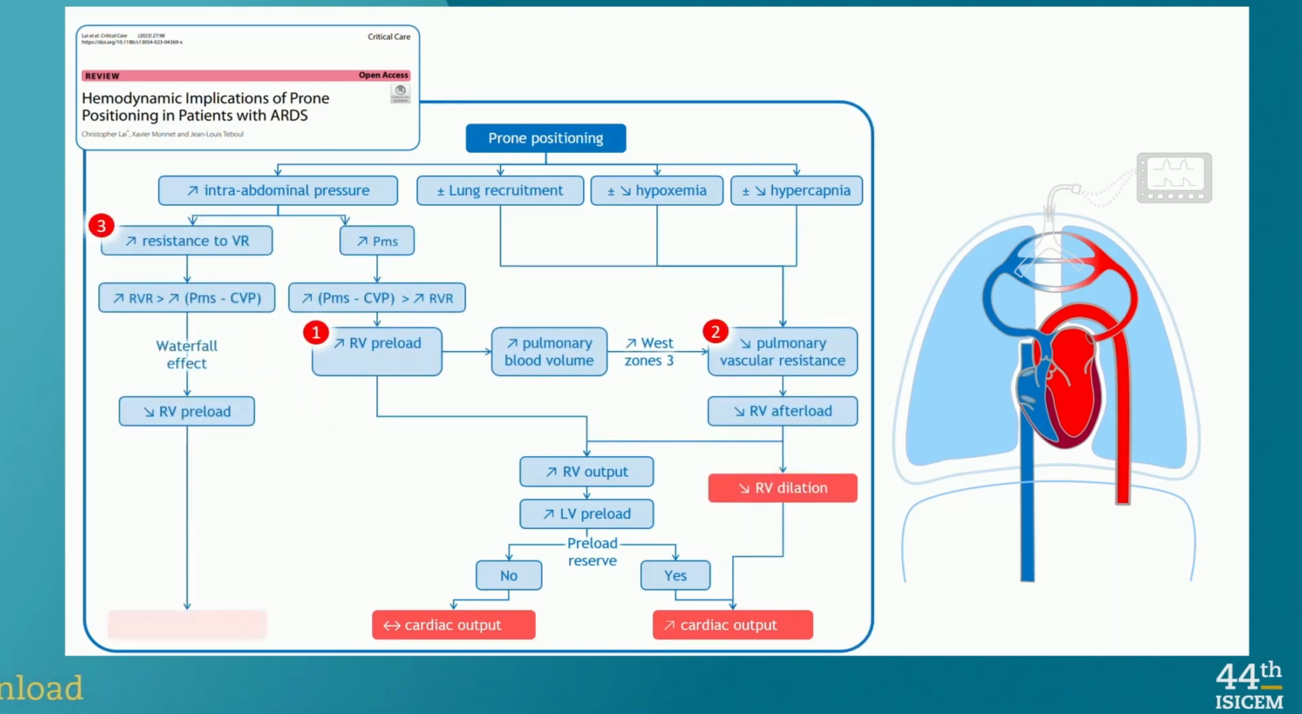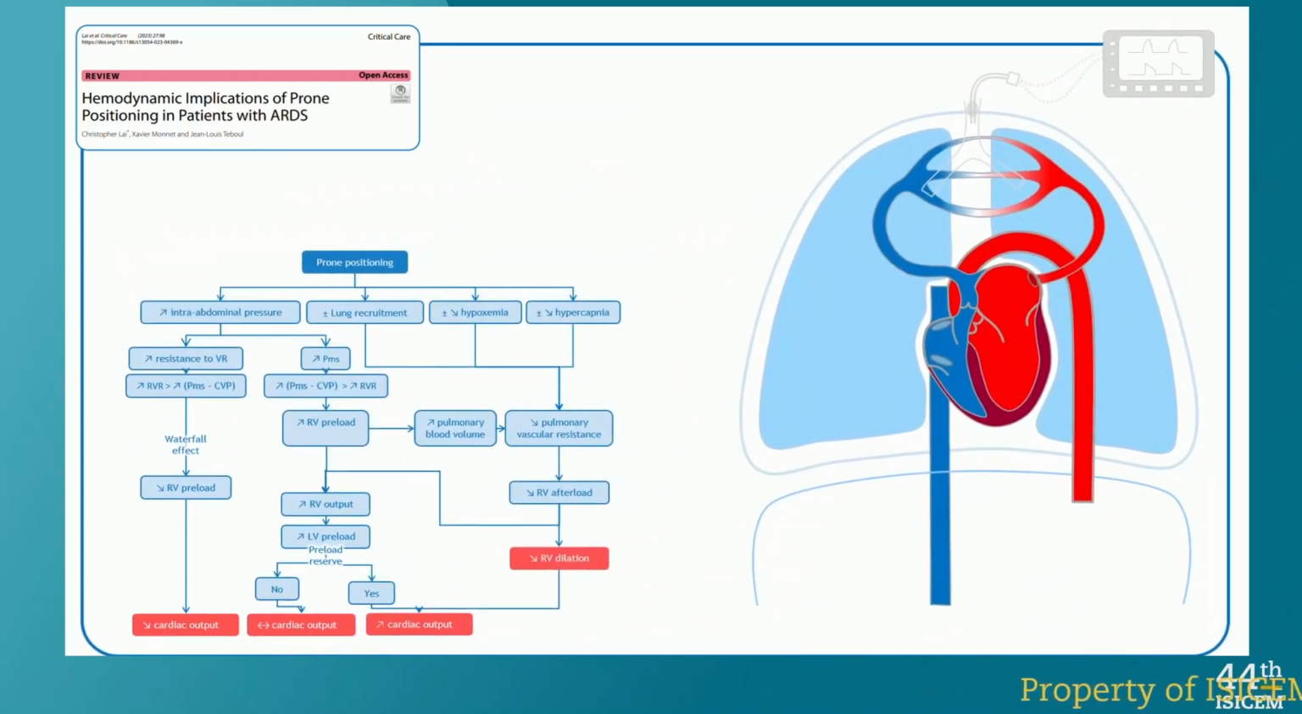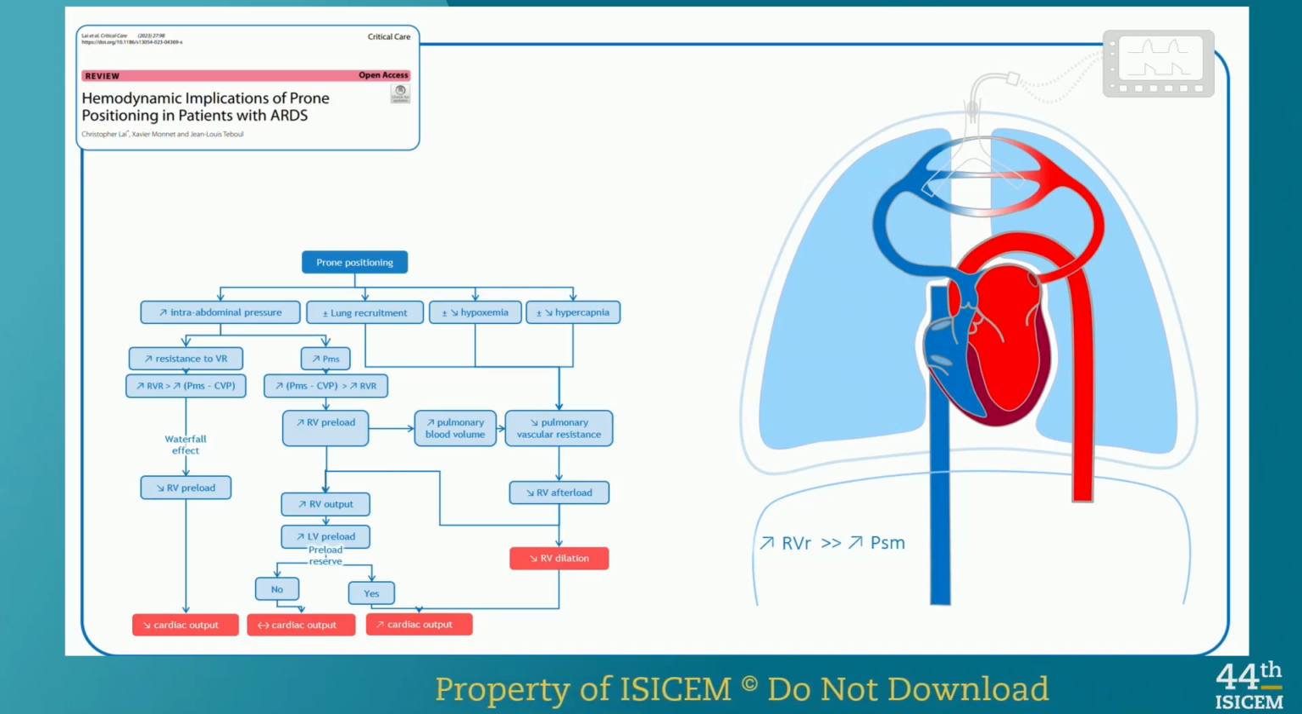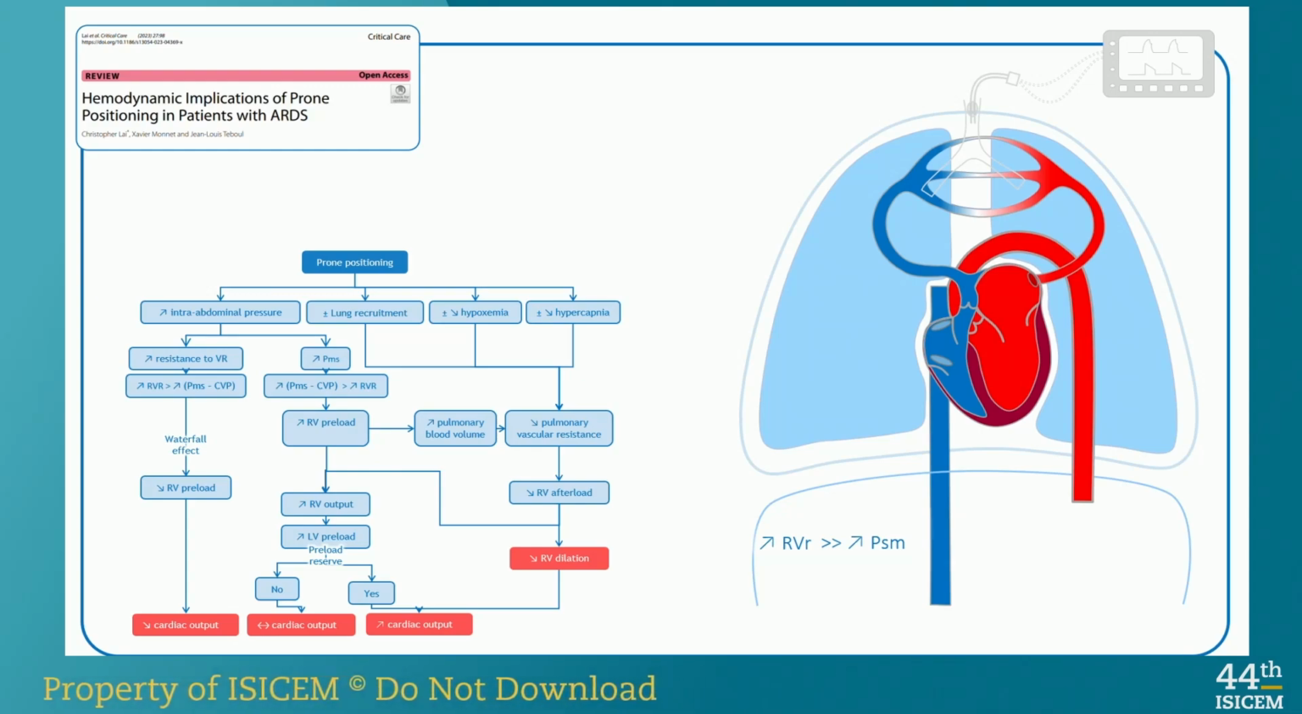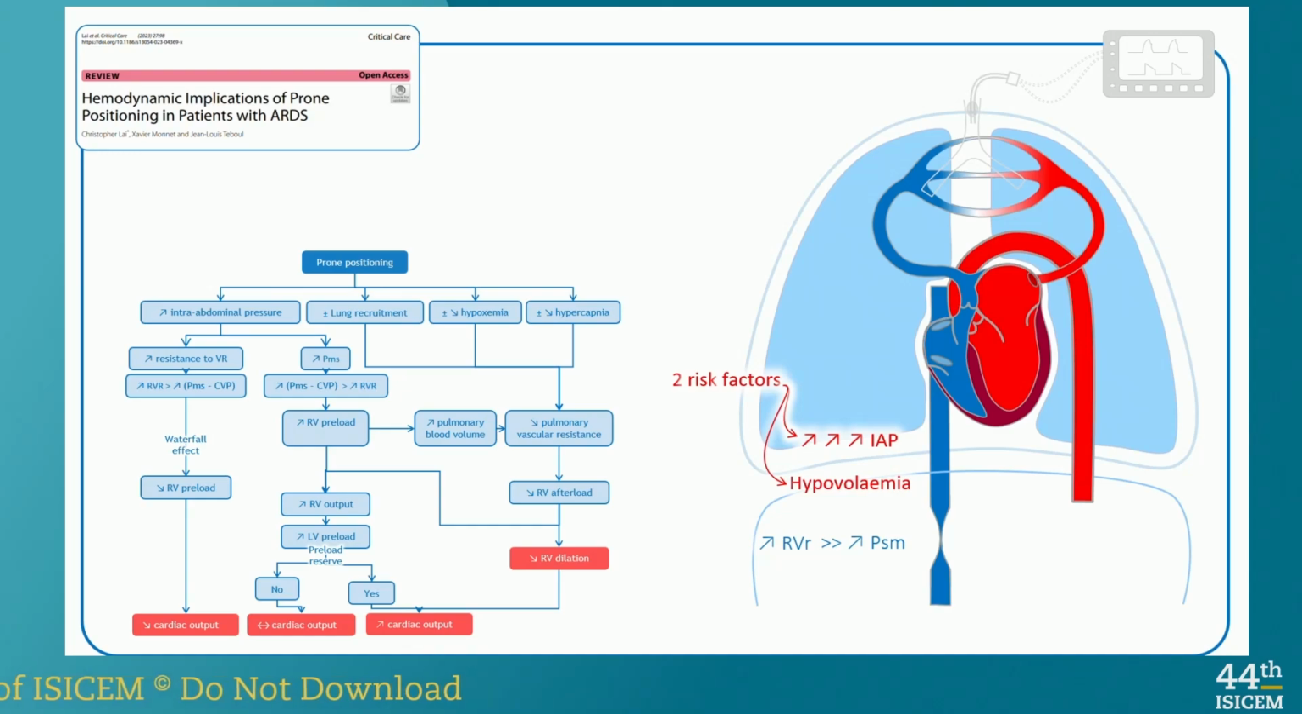It may increase the resistance to venous return to a large extent in some patients. And indeed, it may happen in some patients that the increase in the intra-abdominal pressure reduces the size of the splanchnic vasculature, increases the resistance to venous return. And if it's larger than the increase in mean systemic pressure, you understand that this will eventually decrease cardiac output. There may be two risk factors. You understand it's more likely if there is a large increase in intra-abdominal pressure or if there is hypovolemia.